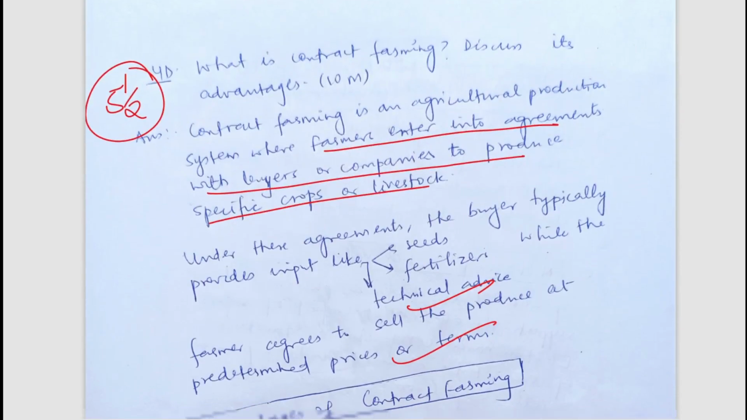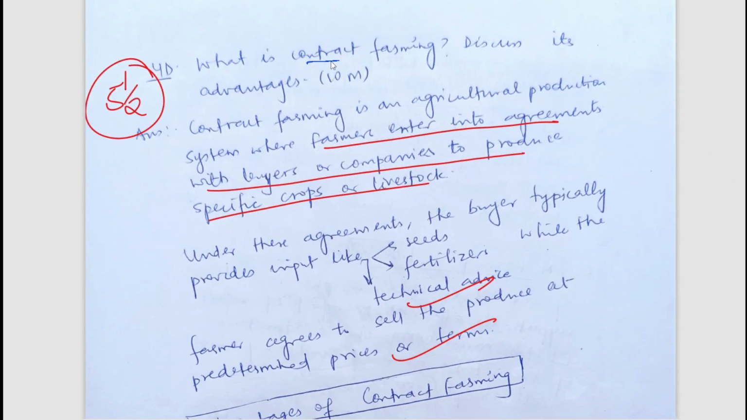Now the next question was, what is contract farming? Discuss its advantages. What is a contract? As the name suggests, the farmer enters into an agreement with a buyer or company to produce specific crops or livestock. Suppose there is a company, suppose Lays is a chips company. It can enter into a contract with farmers, and it will give good varieties which are required for the production of chips.